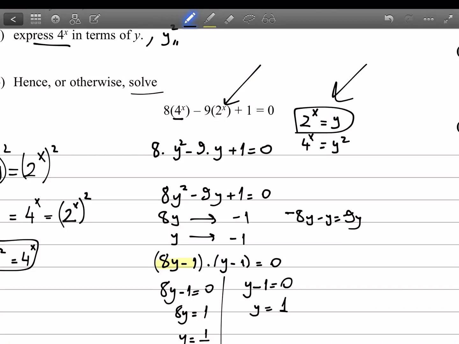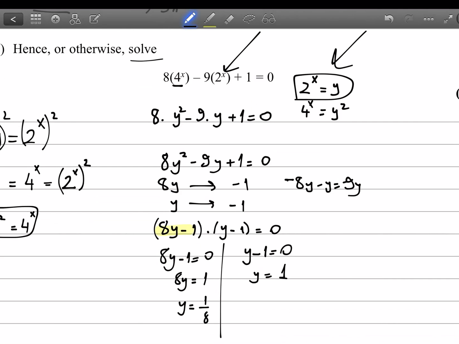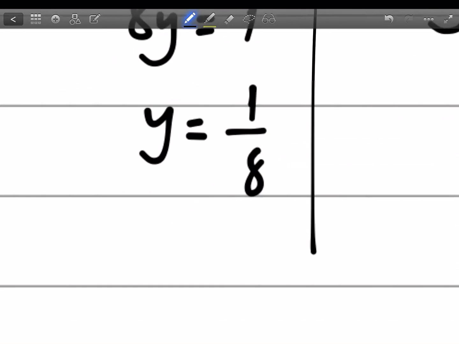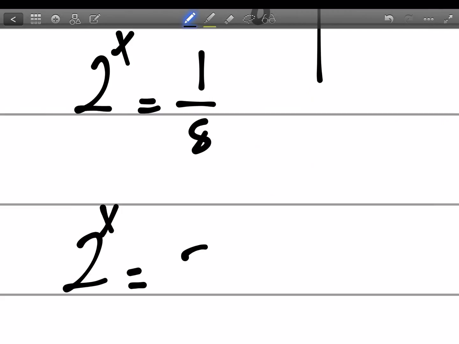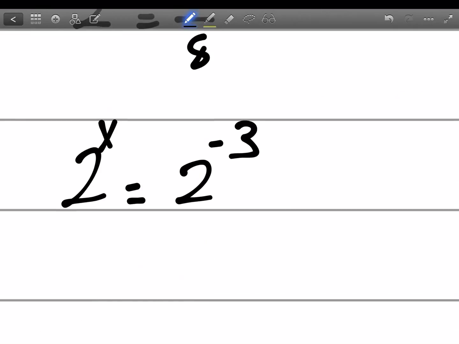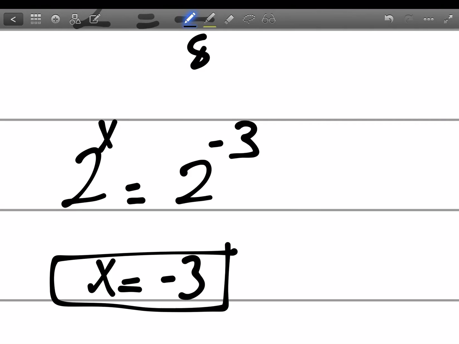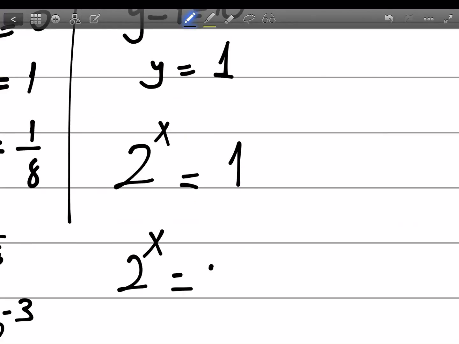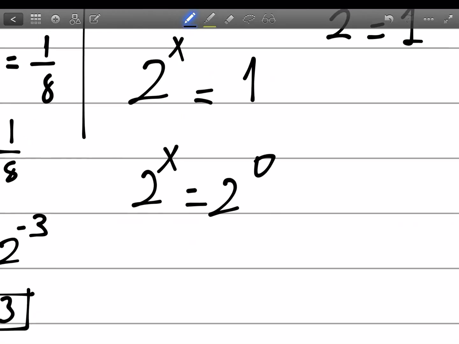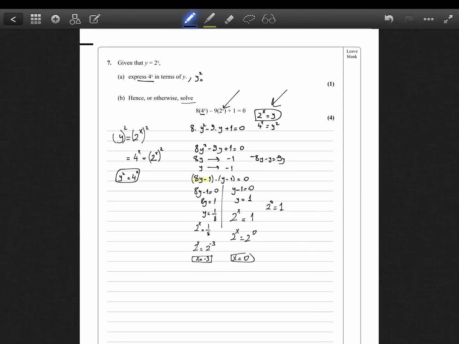Let's write 2 to the power x instead of y. 2 to the power of x is equal to 1 over 8. That means it is 2 to the power of minus 3. Then x will be minus 3. We apply the same procedure for this. 2 to the power of x is 1. 2 to the power of x is 2 to the power 0, because 2 to the power of 0 is 1. Then x should be 0. We are done. That's all.